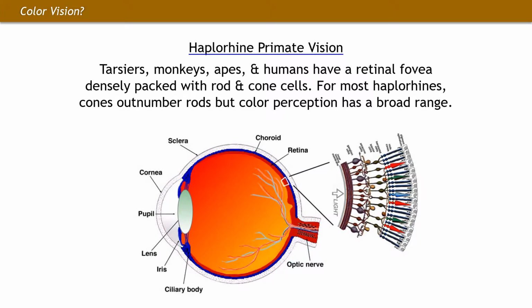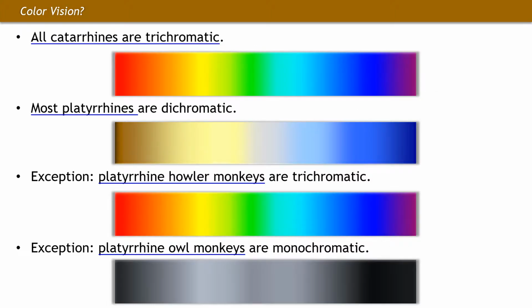Haplorhine primate vision. So tarsiers, monkeys, apes, and humans have that retinal fovea that is densely packed with rod and cone cells. For most haplorhines, cones outnumber rods, but color perception has a broad range of expression. All catarrhines, Old World monkeys, apes, and humans, are trichromatic. They can perceive red coloration. Most platyrrhines, New World monkeys, are dichromatic. They are not sensitive to red.